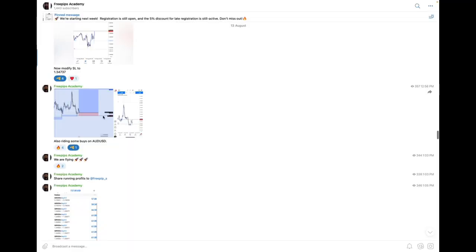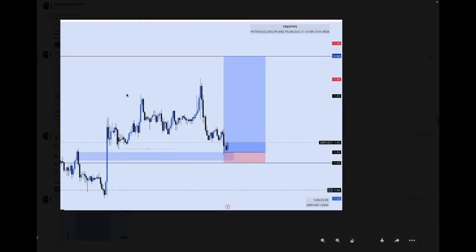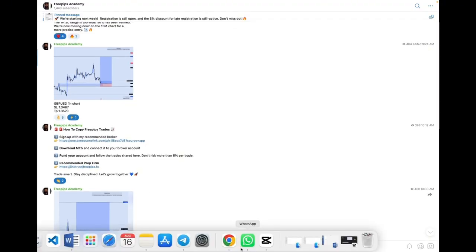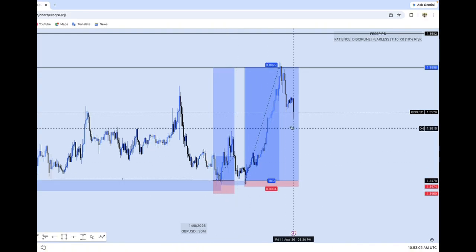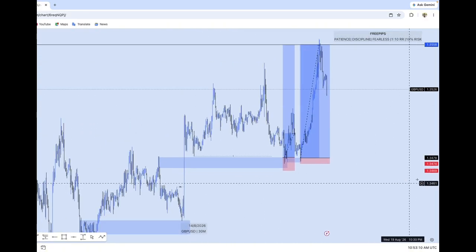So let's go straight to the chart. GBP USD 1 hour chart, SL, take profit, and that was it. This was the buy trade on GBP USD. I shared it to the general Telegram. Now let me give you a quick breakdown on how I was able to spot this particular buy. It will be very fast, so just pay attention.